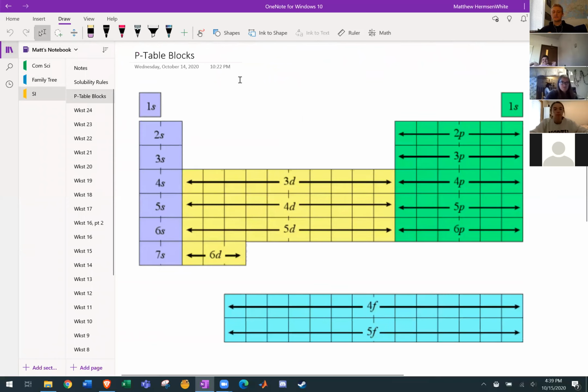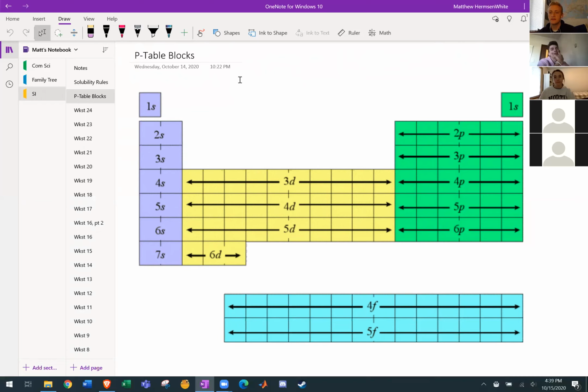Now, the periodic table is broken into 4 sections. When you look at this, you see the purple section, that's the S block. The green is the P block. The yellow is the D block, and then the blue is the F. Each element is within a certain block. So if the element is in the P block, then the quantum number is 1. The way you determine that is by looking at the periodic table, finding the element, and just looking at which block it is located in.